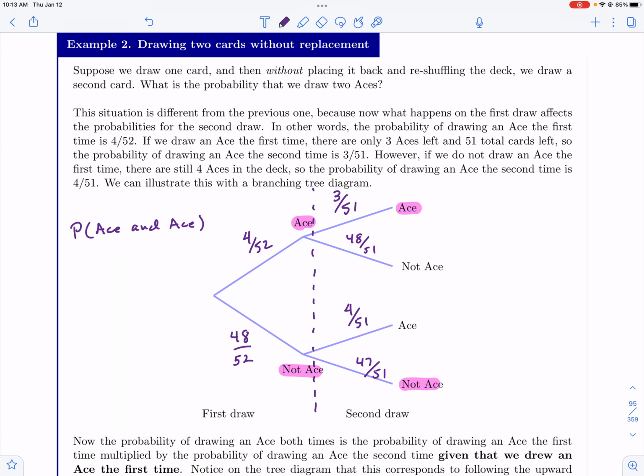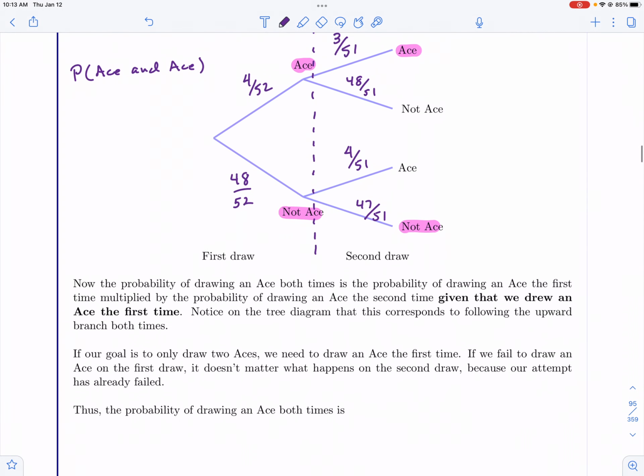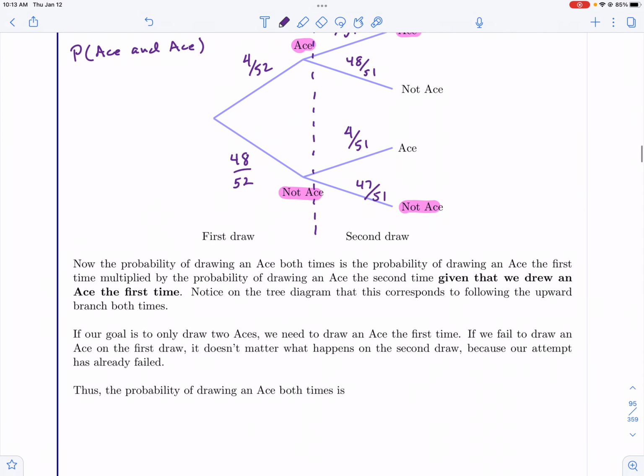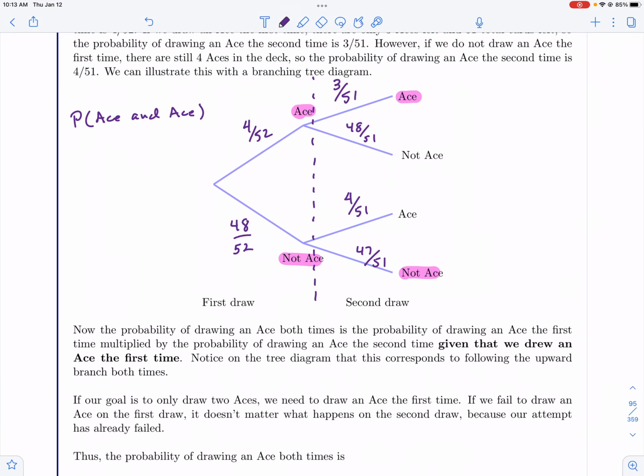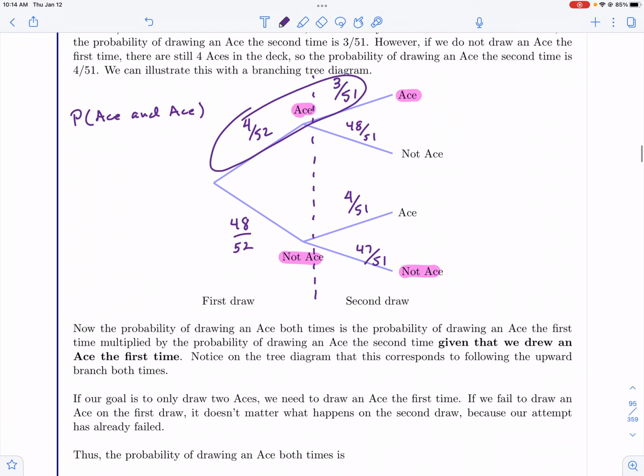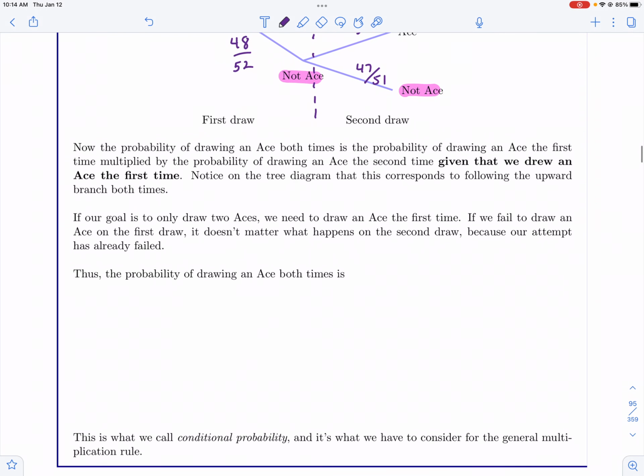All right, and so if I'm trying to find the probability that I got an ace both times, then what I want to do is follow this part of the tree diagram. So the ace the first time and then the ace the second time. So what I'm looking at is that we're going to get 4 out of 52 times 3 out of 51.